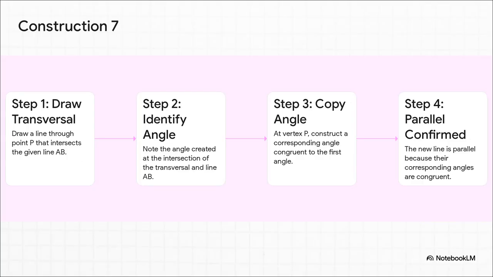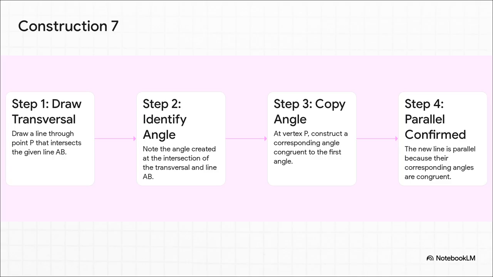Okay, let's walk through the method. Step 1, you just draw any old line you want through P that crosses line AB. That's our transversal. Step 2, pay attention to the angle that gets created down at that new intersection. Now, step 3 is the magic move. You go back up to point P and, using your compass, you perfectly copy that angle, creating a brand new congruent angle in the corresponding spot.